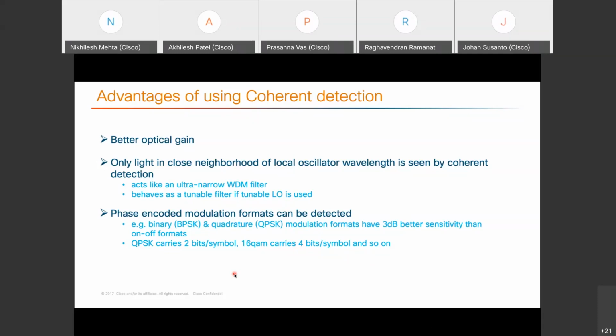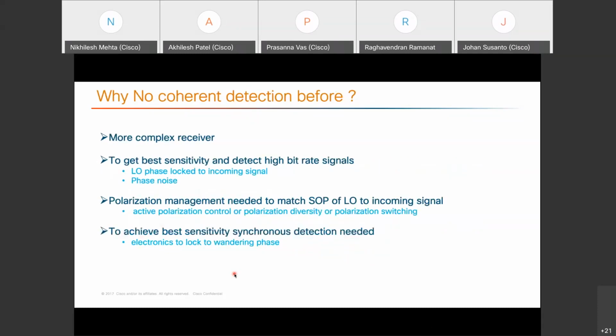So going further, why was there no coherent detection before? One reason is that the receiver becomes more complex. You can understand that you have to use the local oscillator, the decision circuitry becomes more complex, and the DSPs which we are using at the receiver become more complex. So this was one of the reasons we were not using coherent detection before.